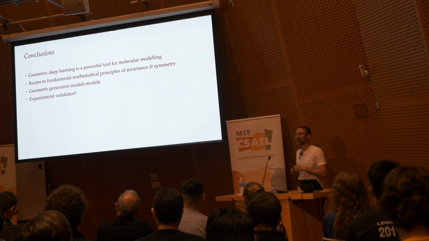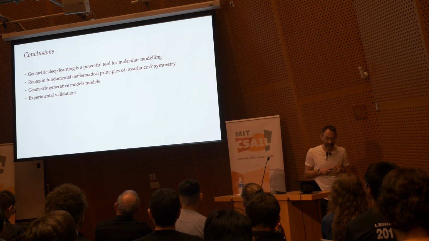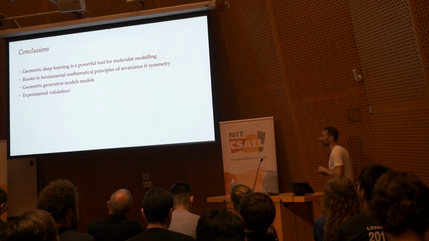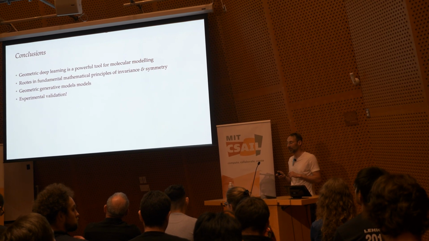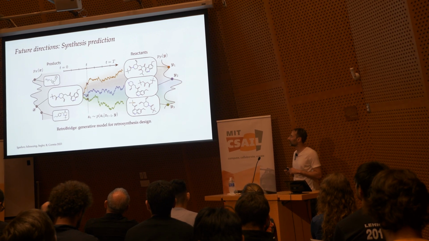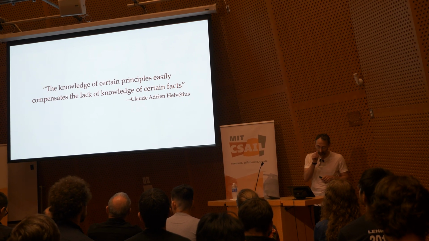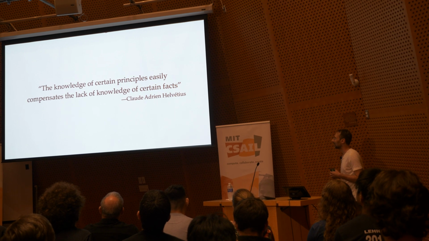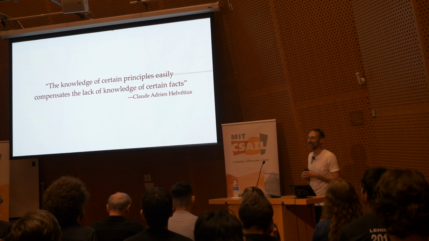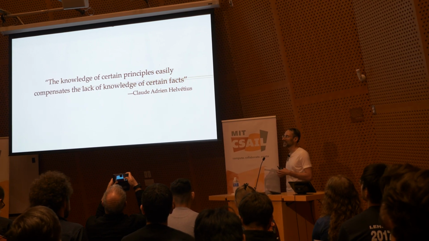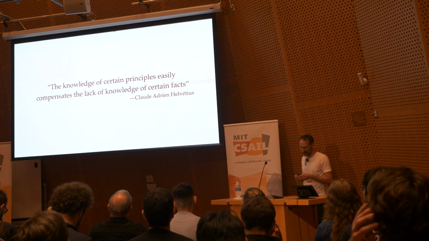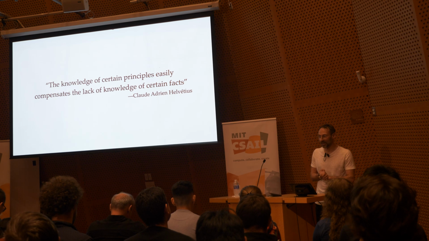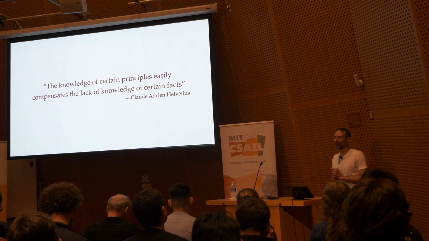So I would like to conclude. I hope that I convinced you that geometric deep learning is an interesting tool, both for molecular modeling, but probably in general as a perspective on machine learning problems. I started with a quote, and I would like to finish with a quote. This one is from Helvetius, who famously said that the knowledge of principles compensates for the lack of knowledge of facts. And basically that's the message that I want you to keep, that you can design deep learning architectures from first principles, which are invariance and symmetry.